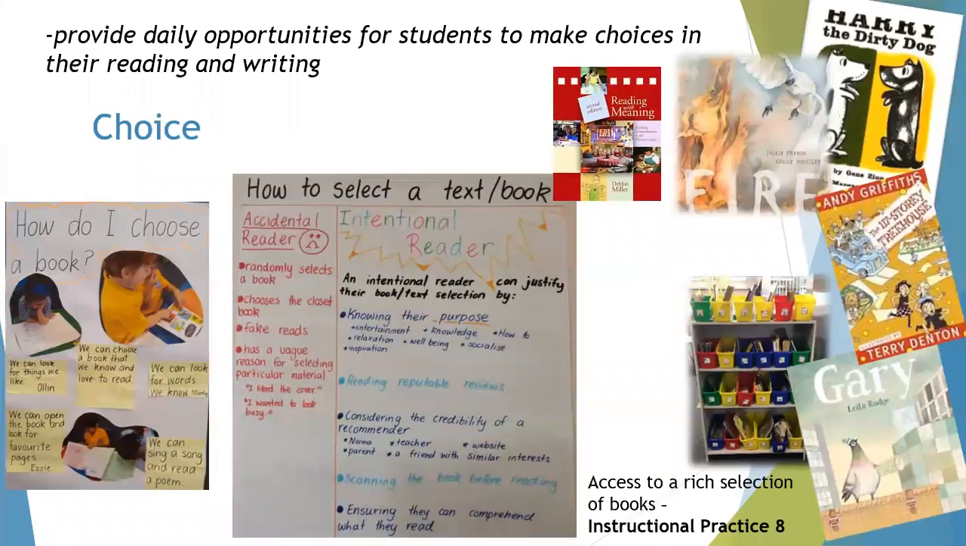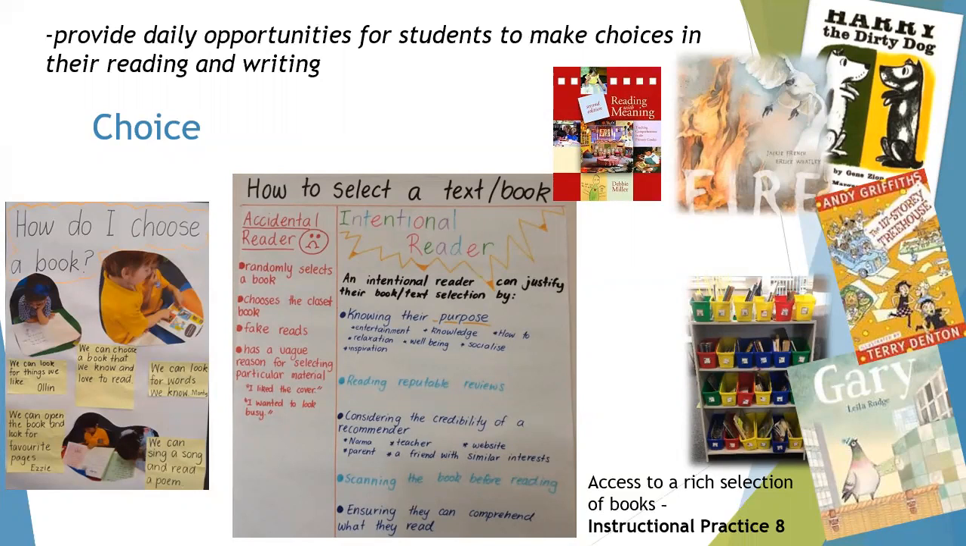We need to provide daily opportunities for students to make choices in their reading and writing as well. How do you do that? Perhaps you could make some anchor charts. On the left-hand side, there's one out of kindergarten again. How do I choose a book? So talk to the children about it, so they don't just go off to the reading corner and unintentionally choose a book. It just falls off the shelf.